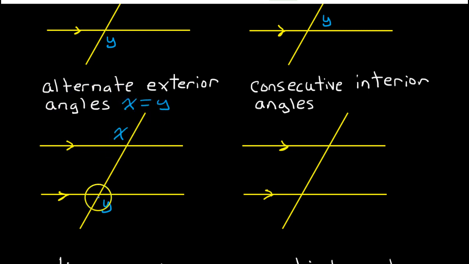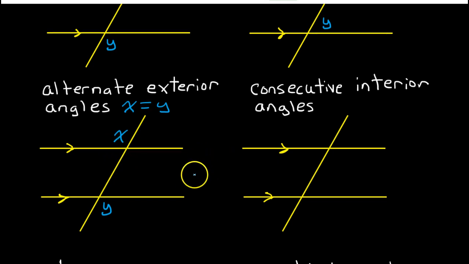And you could probably guess that because they're both obtuse. And like I said, if they're both obtuse, they're probably equal. If they're both acute, they're probably equal. That's just when you have parallel lines and a transversal, not just in general.